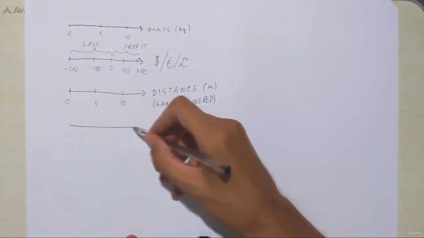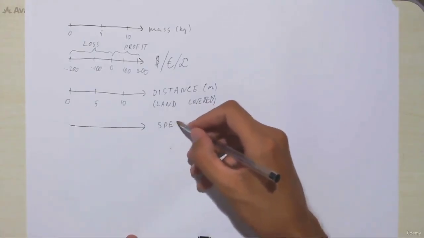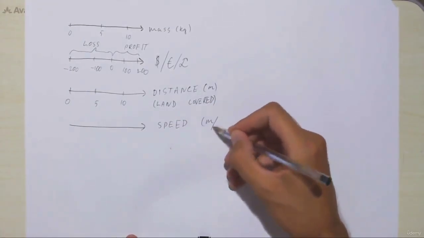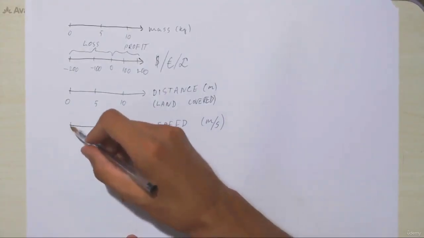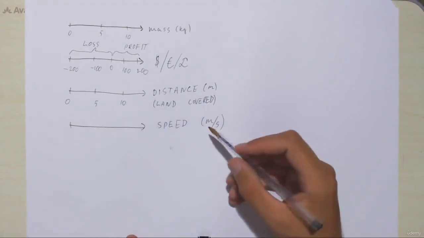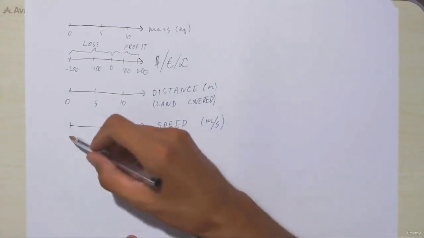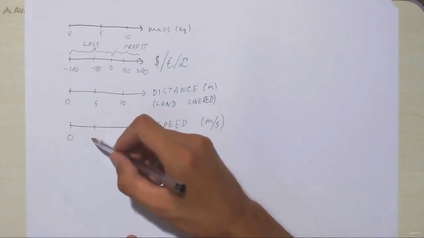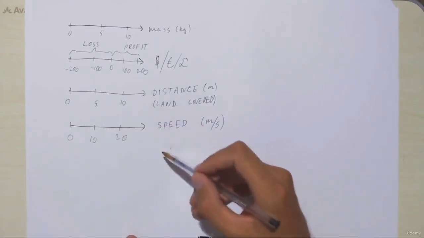Also, you could have speed. And you can measure speed in meters per second or kilometers per hour. It's up to you. And speed is how fast you cover the land. So if you're at rest at 0 meters per second, you can cover the land at 10 kilometers per second, 20 kilometers per second, right?